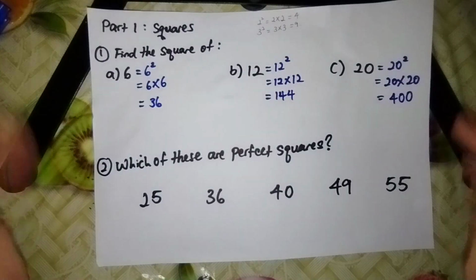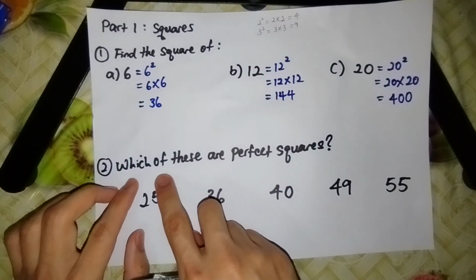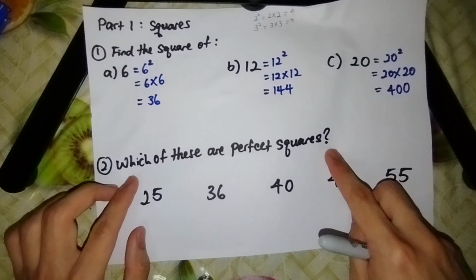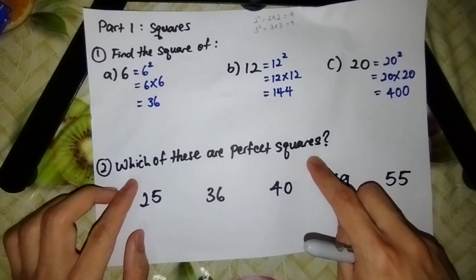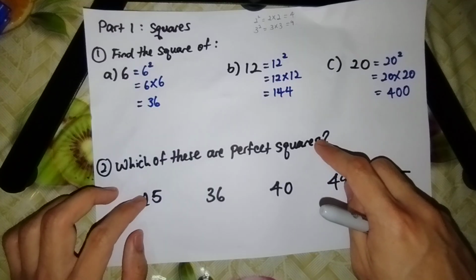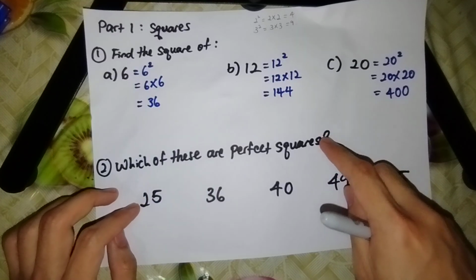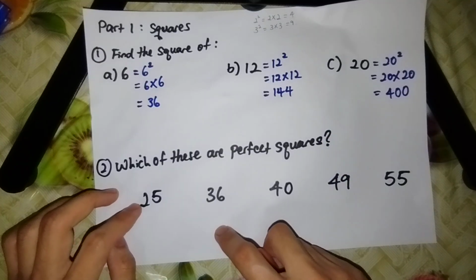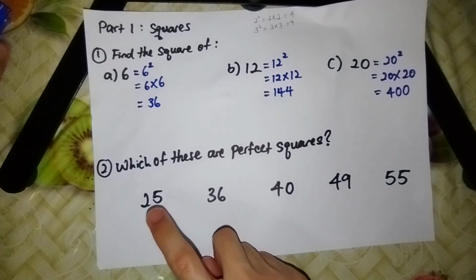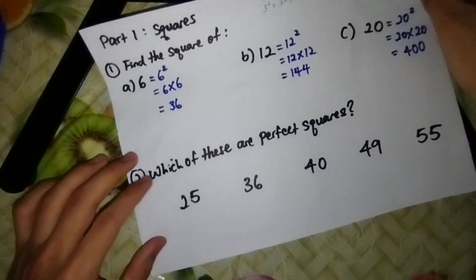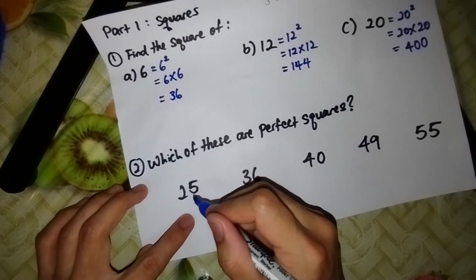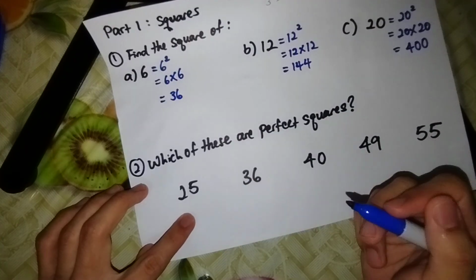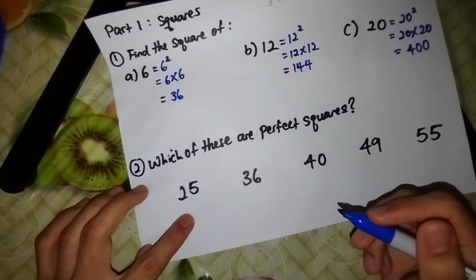So the next part we talk about is which of these are perfect squares. Like I've mentioned earlier, which of these are made up of a basic number that multiplies itself. In this case, we just work with the first problem, 25. Can we express it as a number that multiplies itself?